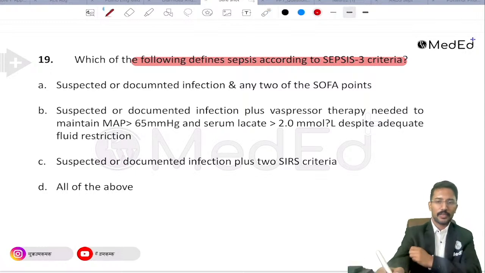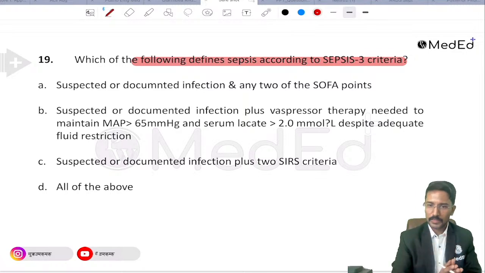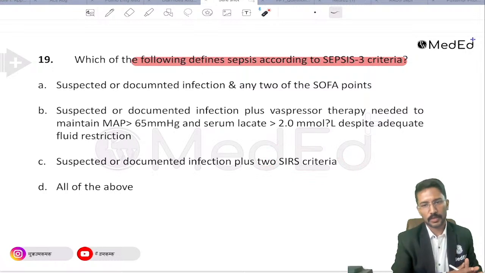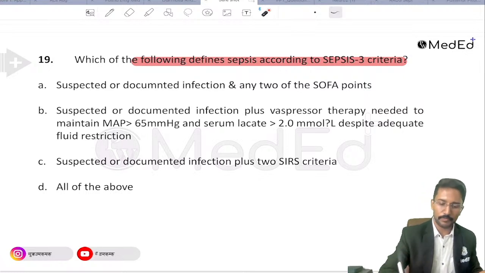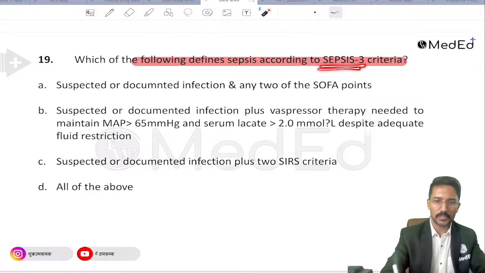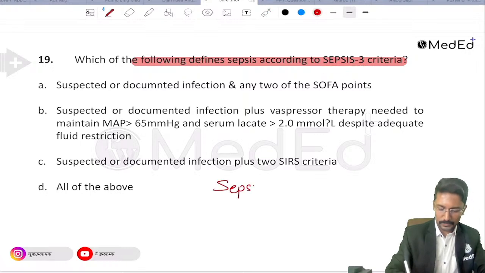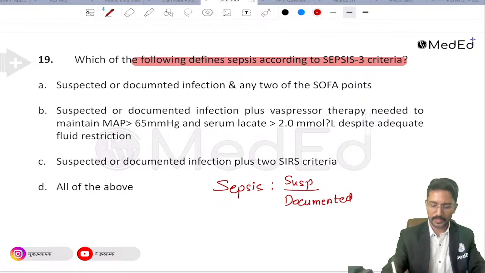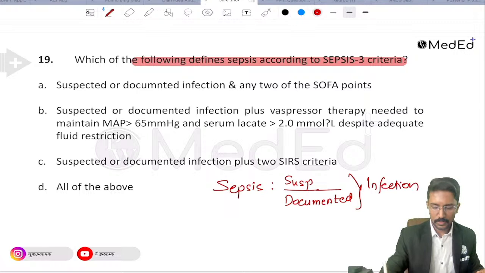Okay, so please remember, in medicine we no longer follow SIRS criteria for anything. Surgeons may still be using it for some of their utilities, but for medicine, SIRS criteria is out of the window. For sepsis, we follow the Sepsis-3 criteria, and according to it, sepsis is defined as suspected or documented infection, like culture positive or evidence of infection on imaging, X-ray or clinically, plus greater than or equal to 2 SOFA points.